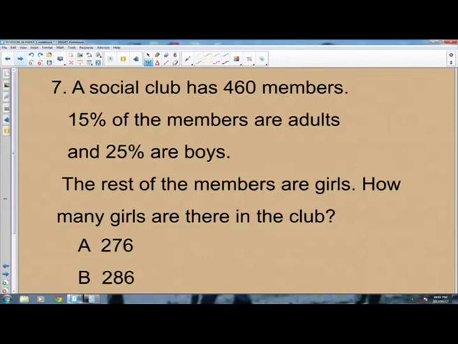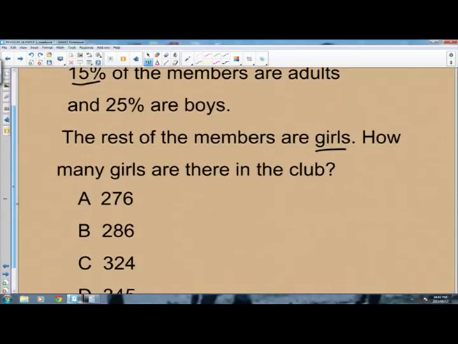A social club has 460 members. 15% of the members are adults and 25% are boys. So we are told that 15% of the 460 are adults and 25% are boys. The rest of the members are girls. Then it says, how many girls are there in the club? So we have to find the number of girls in this club. How do we find the number of girls in this club?